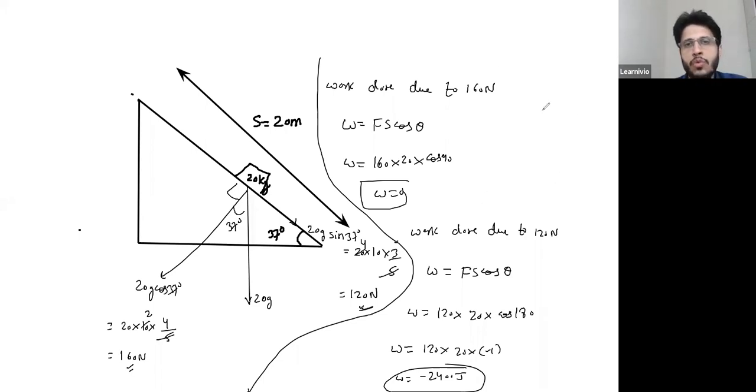So that was about work done for a constant force. If a constant force is acting on the body, then you can have these types of numericals to calculate work done. These three types of questions are very common.